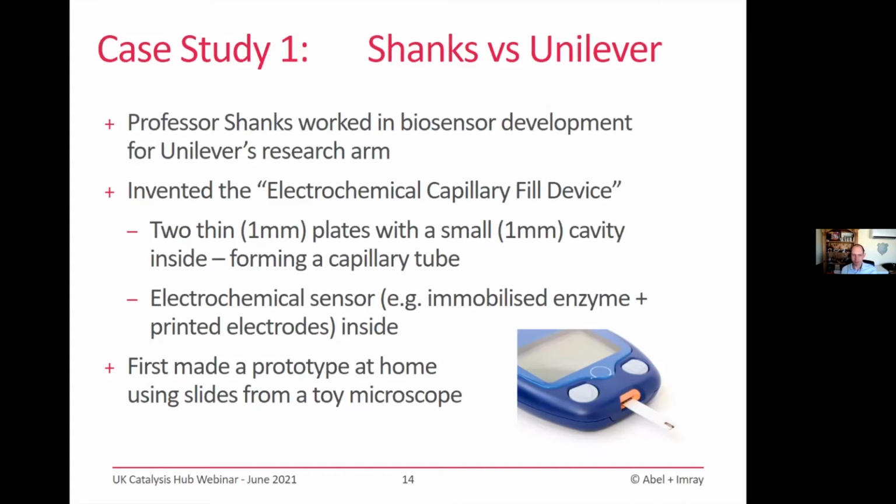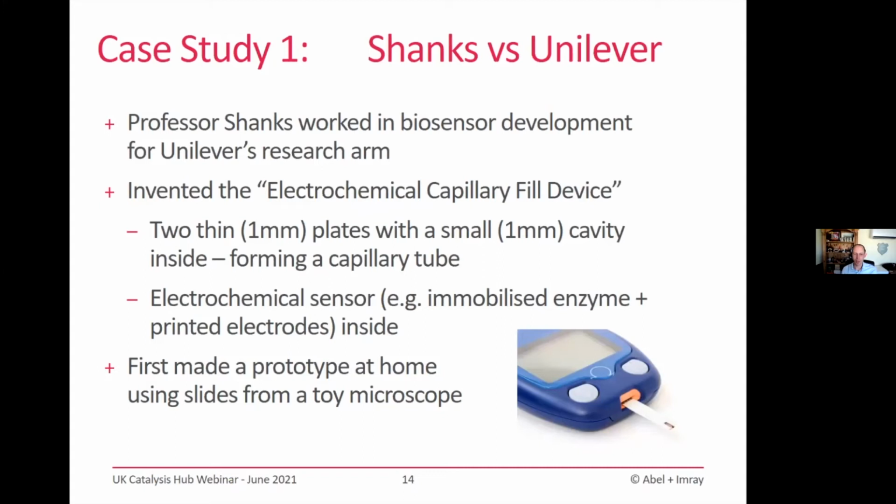These devices now are very widely sold. You find them in pharmacies all over the world, and they've been really, really useful. But Professor Shanks came up with this concept while working. He actually made his prototype at home. He used slides from his daughter's toy microscope set to make this, and presented that to his employers.